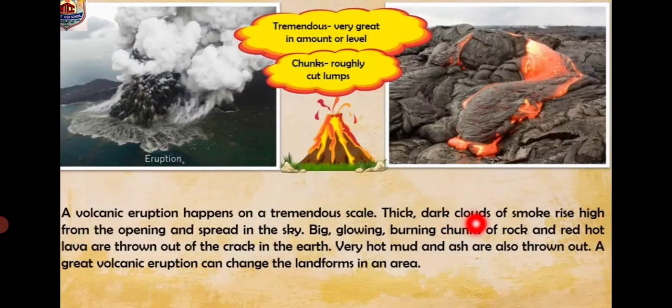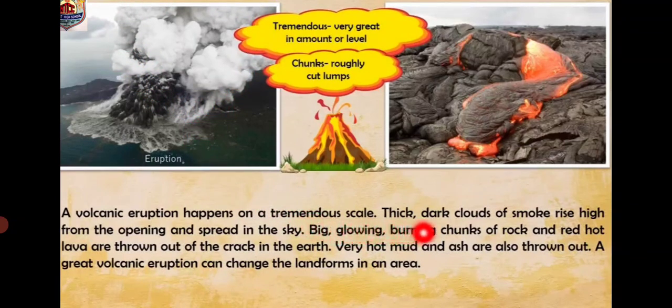Thick, dark clouds of smoke rise high from the opening and spread in the sky. As you can see, there's a crack in the earth, and it opens and lava flows out of it. So, the volcano has erupted. You can see here dark clouds are there, right? Thick, dark smoke rises high from the opening and spreads in the sky, as you can see in the picture, children, right?